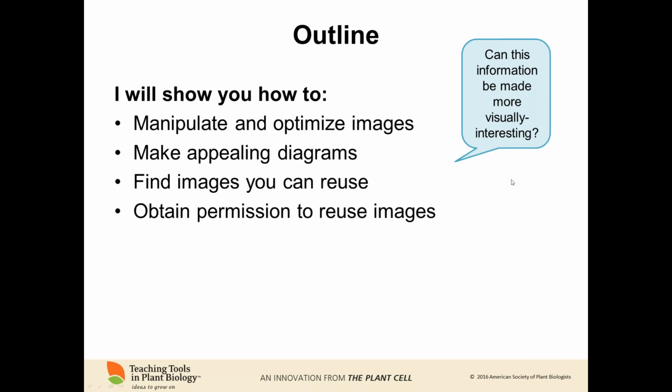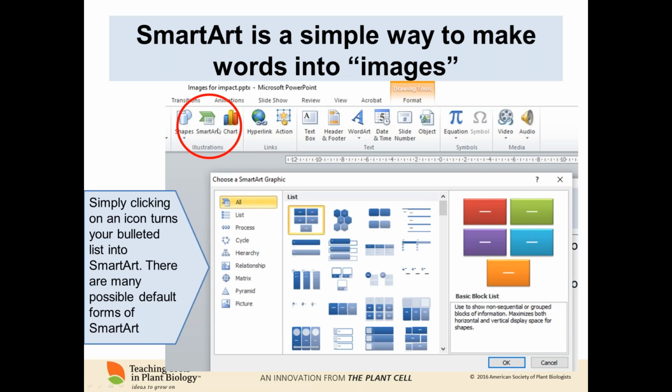Here's an outline of today's presentation. I'm going to show you how to manipulate and optimize images, make appealing diagrams, find images that you can reuse, and obtain permission to reuse those images. The first question is, can this information, this default PowerPoint bulleted list, be made more visually interesting? And one of the simplest things I'm going to show you is how you can turn just a list of words into a graphical image pretty easily. And that is using the SmartArt tool.